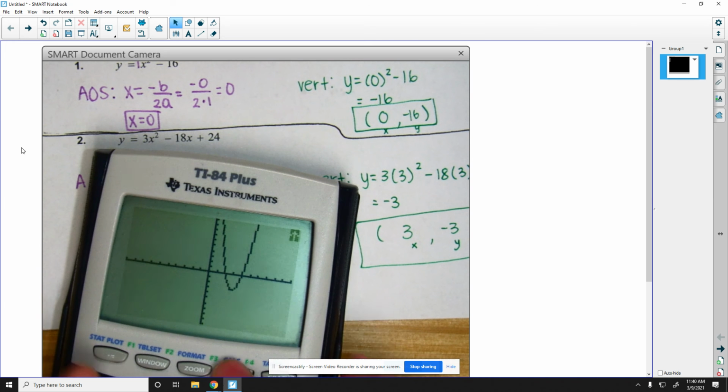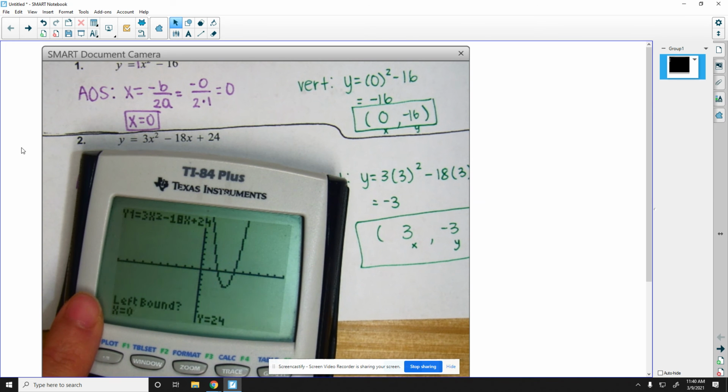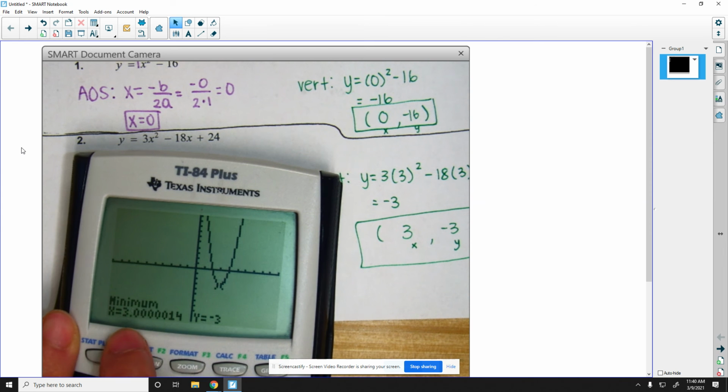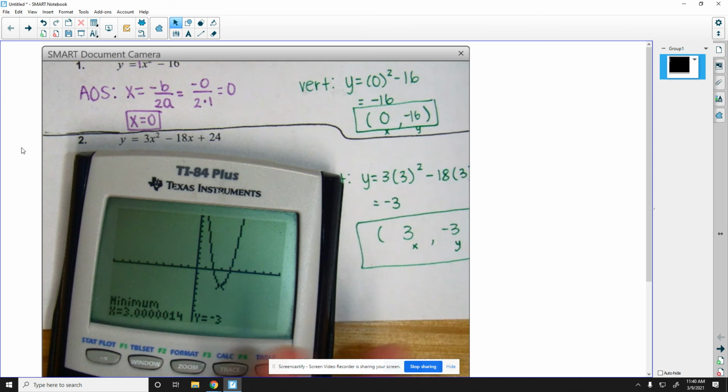You can really double check by doing the second calc minimum, left bound, right bound thing that I taught you last week. Look, 3.0000, so that's 3 comma -3. Boom, I got it right.